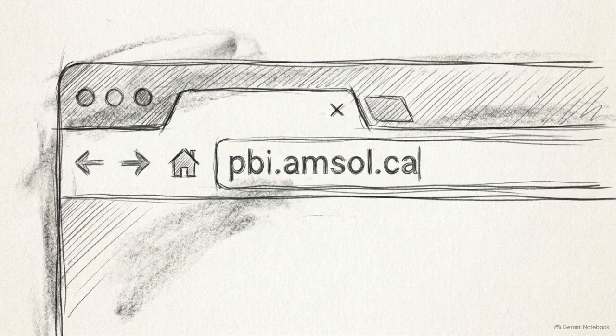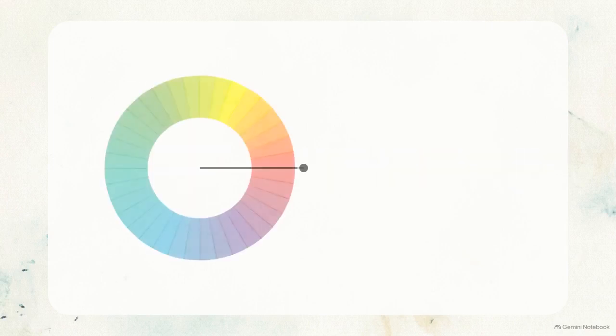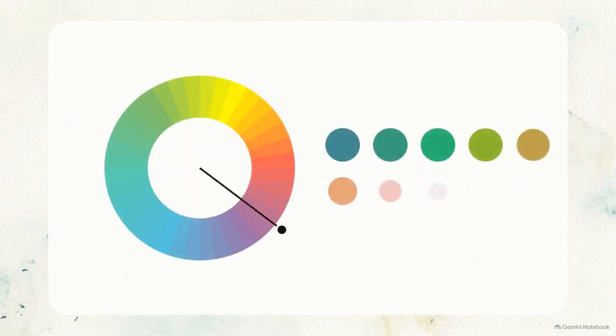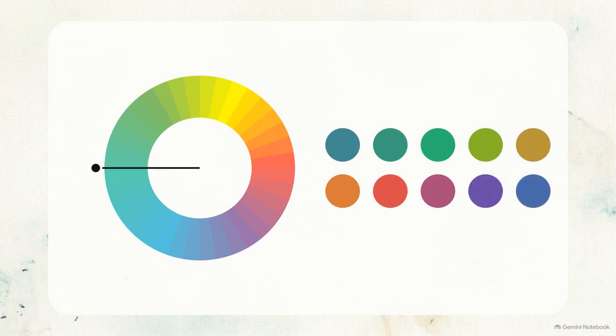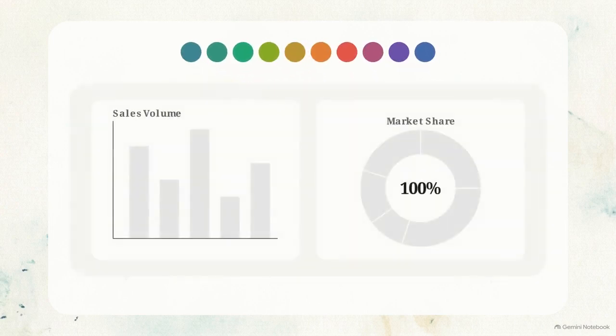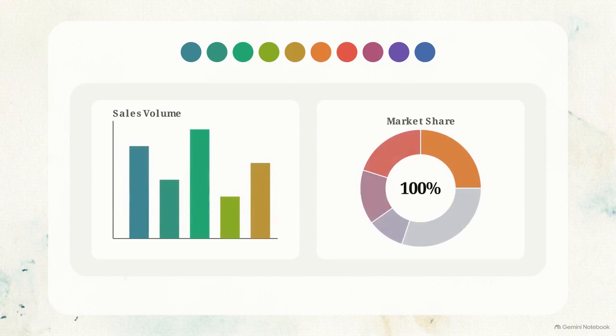Step 1. Open your browser and go to pbi.amsol.ca. Drag your logo into the upload zone to instantly extract a 6-swatch base palette. Then use mathematical rules on the color harmony wheel to map out 10 distinct data colors. Finally, verify on the live preview dashboard that your charts maintain clear contrast.